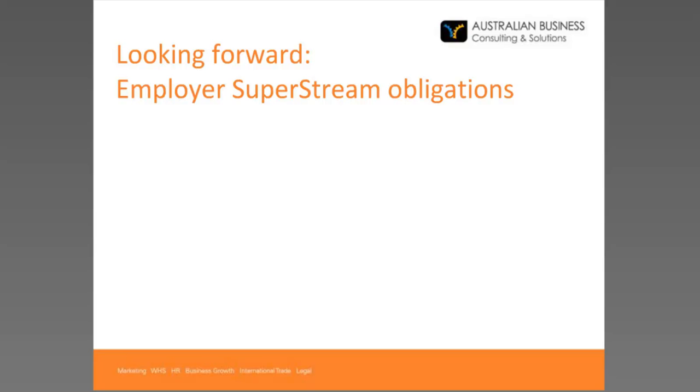Some of the changes going forward are possibly what people have heard referred to as SuperStream, or potentially the data standards contributions requirements that employers are going to have to meet. These changes have been brought in to improve the efficiency of the super system and also improve the integrity of the data that is in the super system. The aim of that is to reduce the number of lost accounts, the number of accounts that people might lose touch with. They're also aimed at providing a simple and consistent way of making contributions.